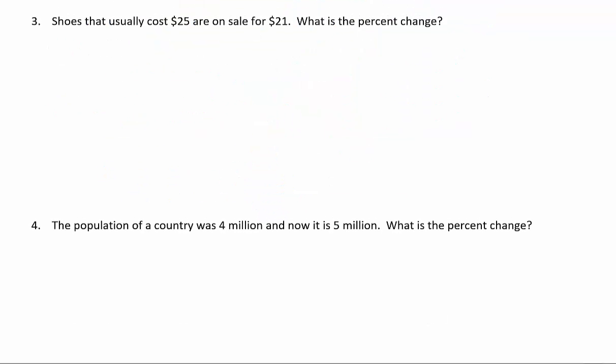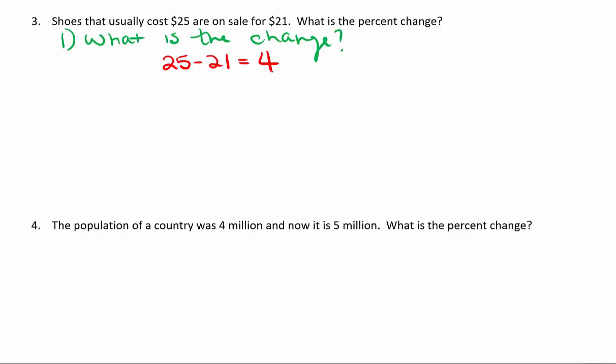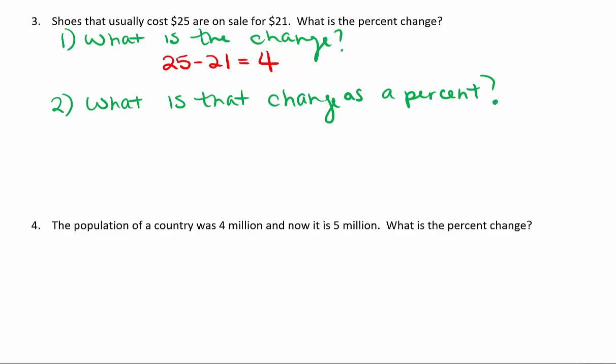What if we actually want to find that percent? Example 3 says shoes that cost $25 are on sale for $21. What is the percent change? Well, once again, with percent increase and decrease problems, there usually are two steps to these problems. The first thing we have to do is figure out, well, what is the change? What is the change in price? $25 minus $21 is $4. So there's a $4 change. Then we have to figure out, well, what is that change as a percent?